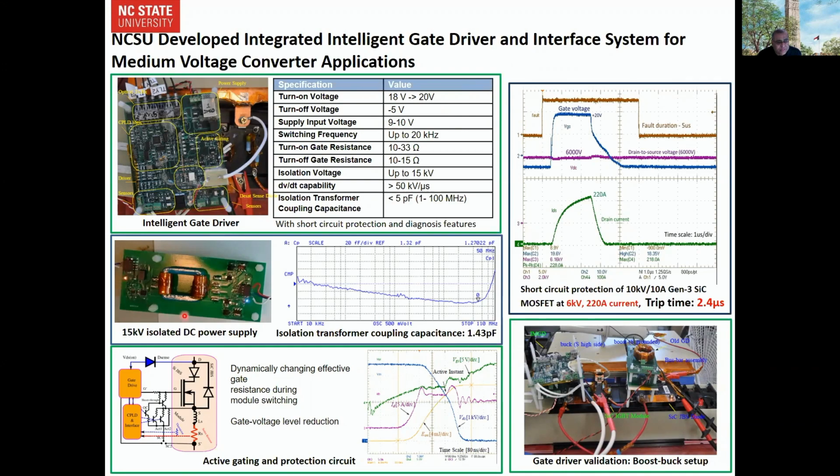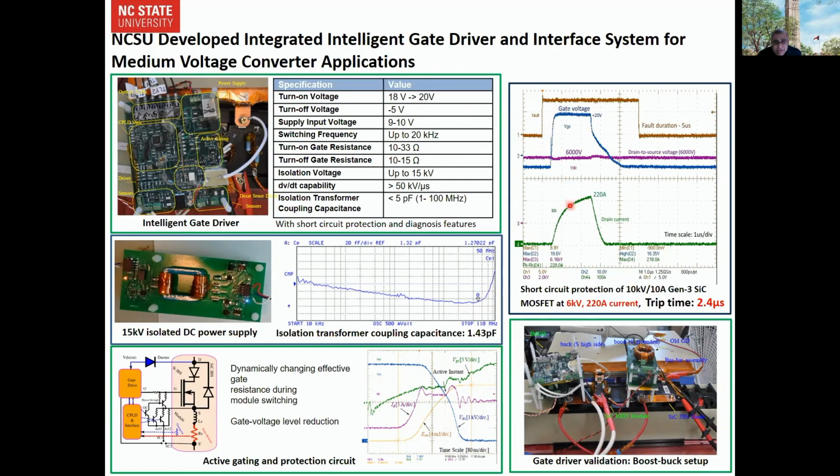And of course, the gate driver power supply, which is isolated for 15 kV. You can see the coupling capacitance of this power supply transformer is around 1.43 picofarads. This is an active gate driver. So as I said, we can control the gate resistance dynamically. And here we are showing that we can control the VGS and we can control the Miller plateau as required, dynamically by the CPLD and by changing the RG of the gate resistance.